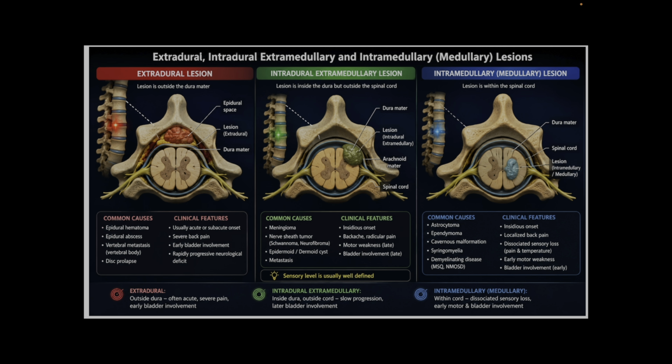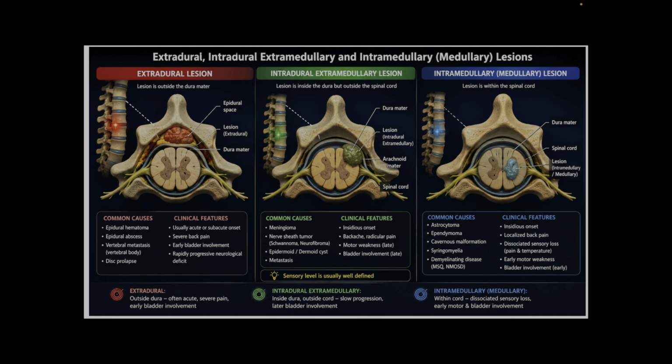So what are the clinical features? Insidious onset, back pain with radicular pain, late motor weakness, and bladder involvement occurring later in the disease. So in intradural extramedullary lesions, bladder involvement is late, motor weakness is also late, there is back pain with radicular pain, and the onset is insidious. A characteristic finding is a well-defined sensory level.